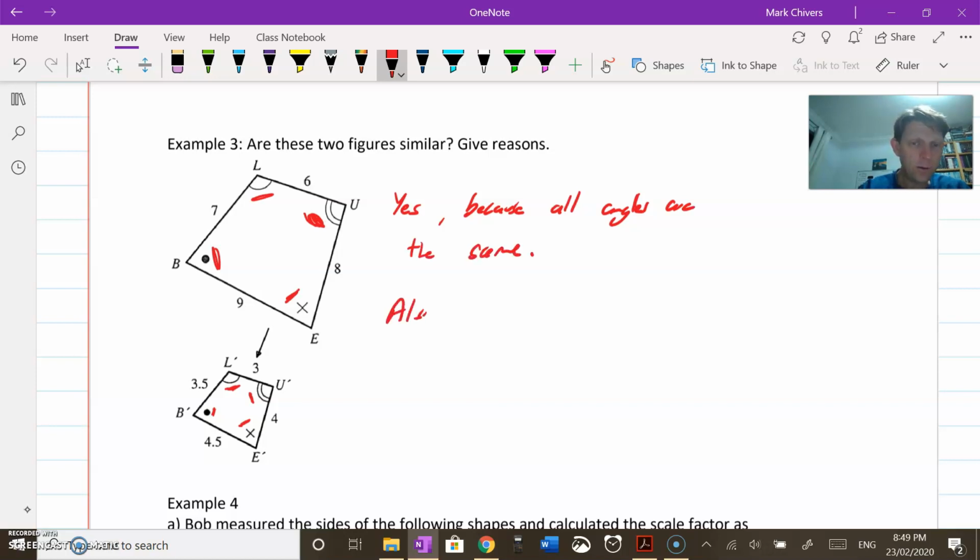But we can say also the sides are all in the same ratio. What do I mean by that? If we look at that first one, between L and B on the first quadrilateral, the distance is 7. Between L and B on the second one, it's 3.5. So clearly that's gone down by a half. But if I look between L and U on the first and L and U on the second, it's gone from 6 to 3. So it's halved as well. And as you work your way around the quadrilateral, you'll see that all of the dimensions have halved. But just saying that all the angles are the same is enough to say they're similar.